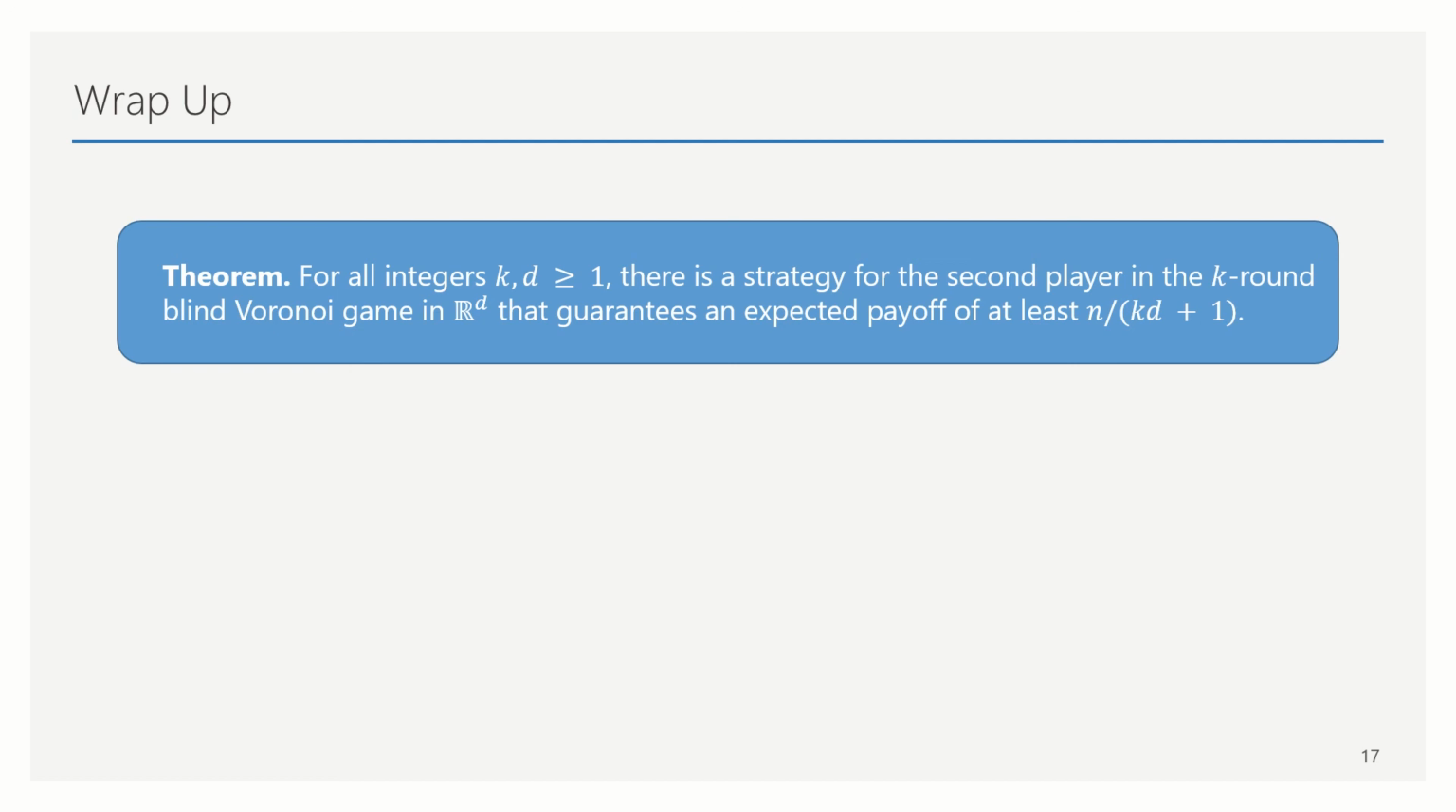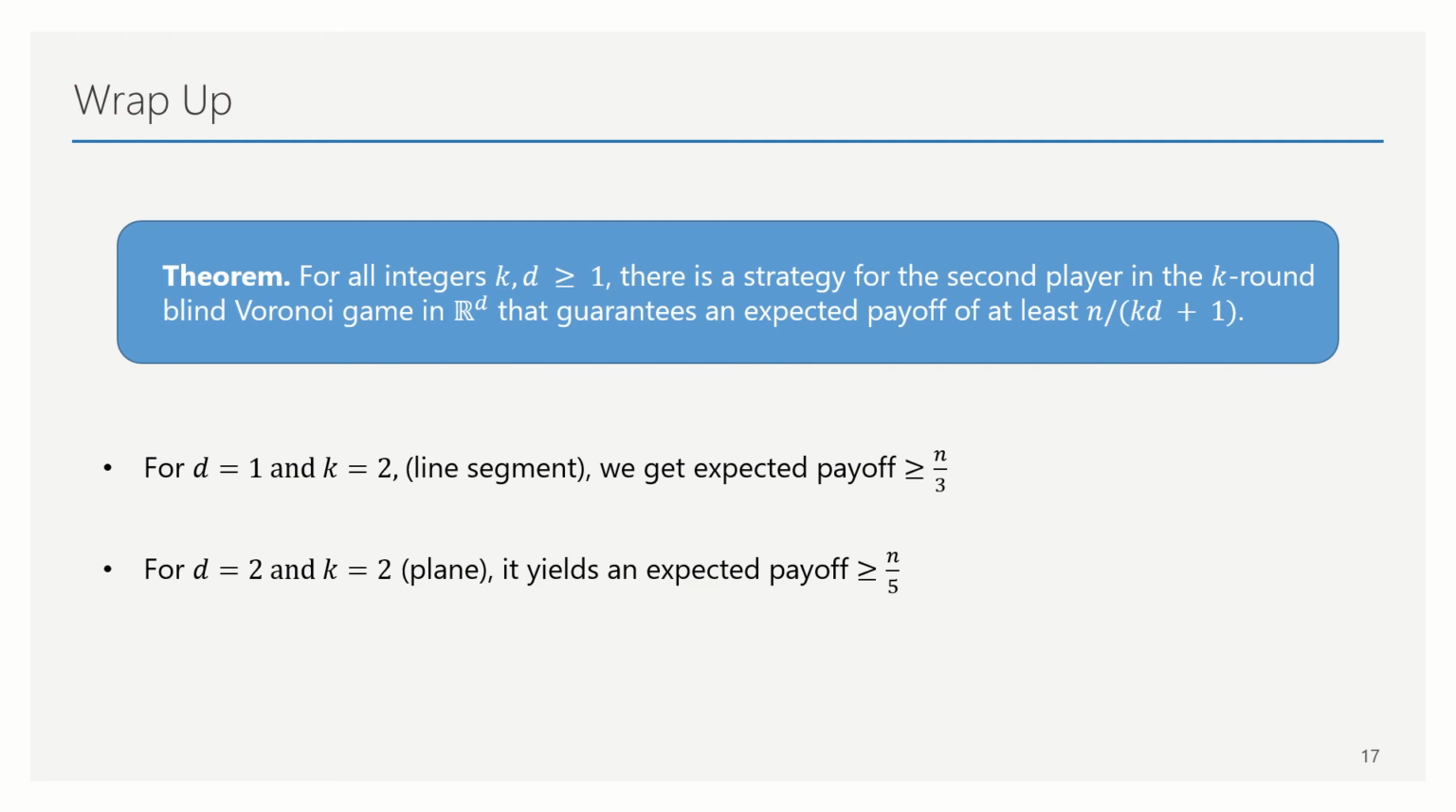We can generalize this strategy to the following theorem: for a discrete blind Voronoi game in d dimensions, P2 has a strategy to obtain expectedly at least 1 over kd plus 1 proportion of total users. The 2 previous cases are specific instances of the theorem.